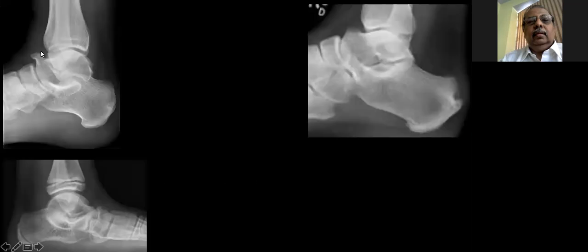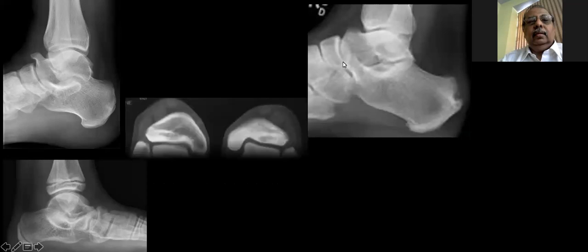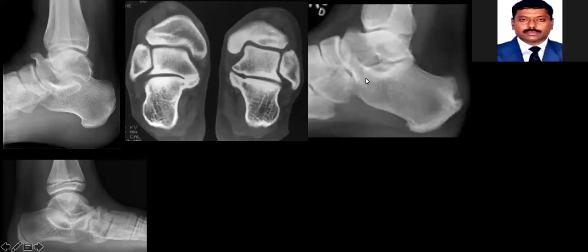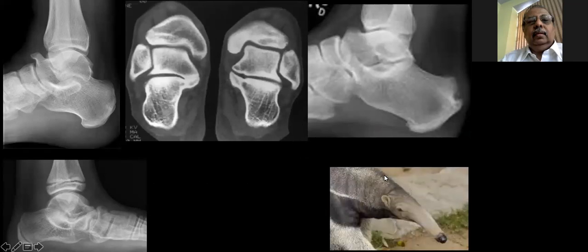So what you see in the X-ray, the talar beaking. This indicates a talocalcaneal bar, talar beaking. Here what do you find? There is a bar that is connecting the calcaneum to the navicular. So this is the calcaneum connected to the talus. Here the calcaneum connected to the navicular. And this is what is called the anteater nose sign.